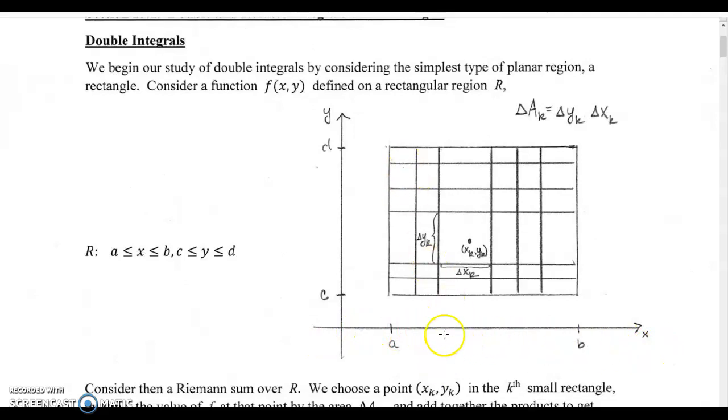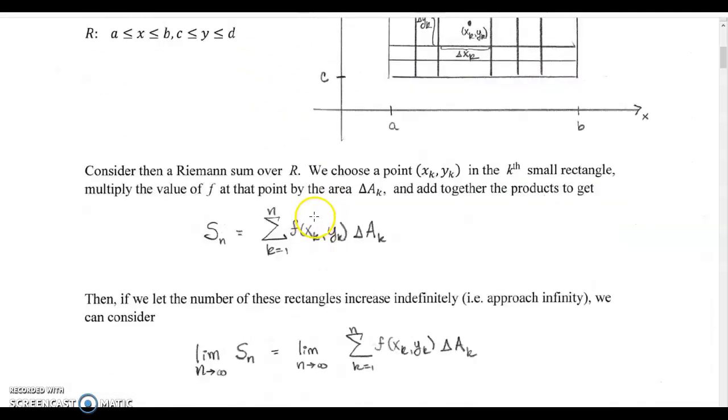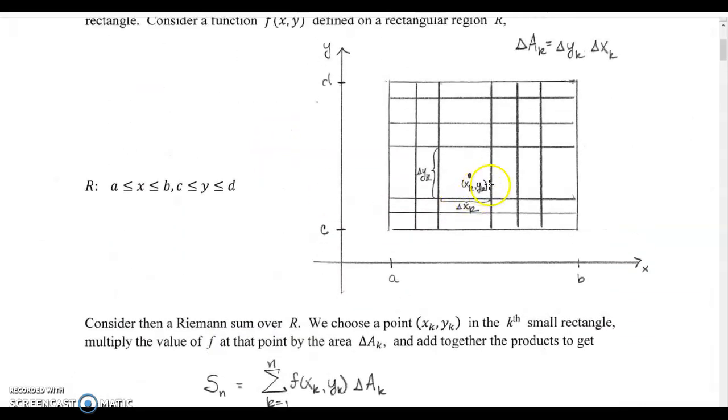Okay, so what you can imagine is, remember when we were breaking up a domain in just the x-axis with rectangles, we're now going to be breaking up the domain, where now the domain's in the xy plane, into these rectangles here that will have a height of the function f of xy. Okay, so what we'll do is we'll have this Riemann sum over this region R.